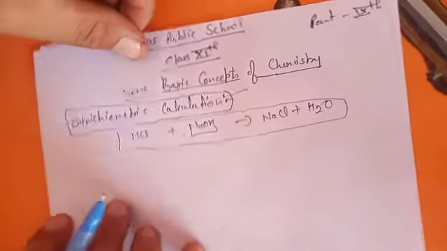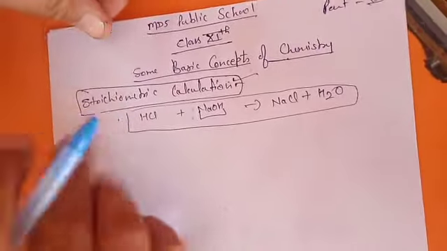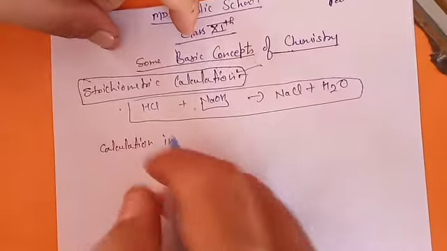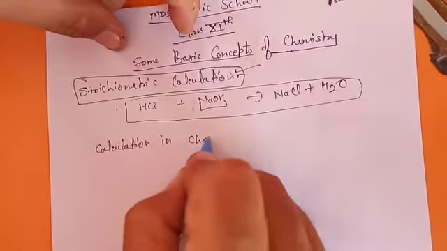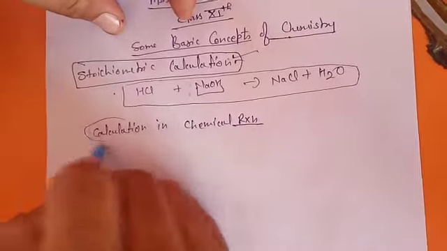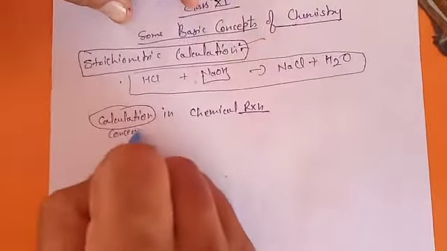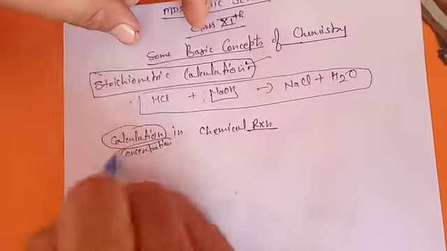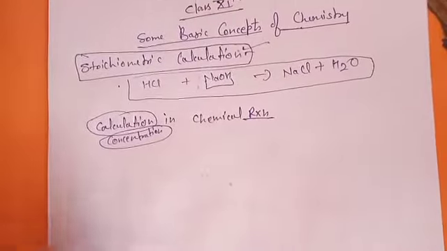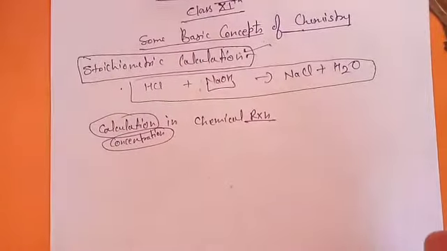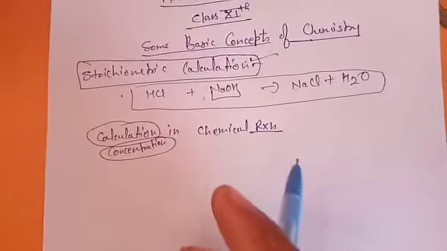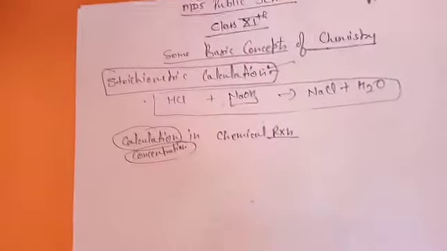Now our next topic is about calculations in chemical reactions, or you can say concentrations: what the concentrations are in the chemical reactions taking place, what calculations we need, the concentration of which reactant, how much product gets produced. Or, if we have a solution, how its composition can be expressed.